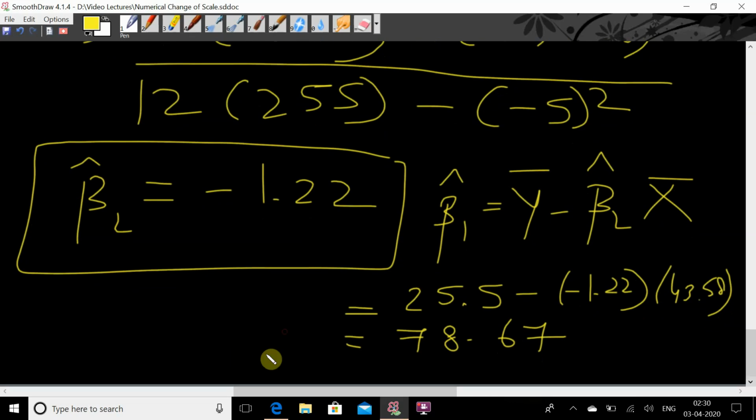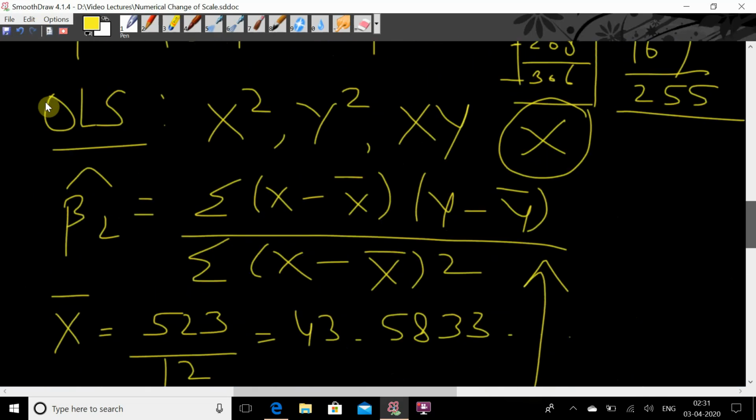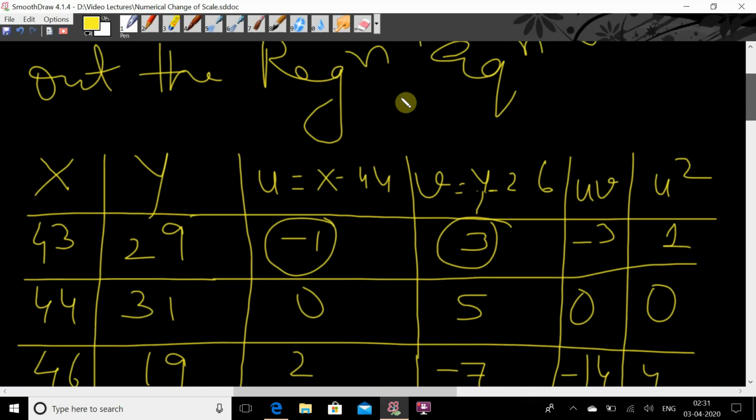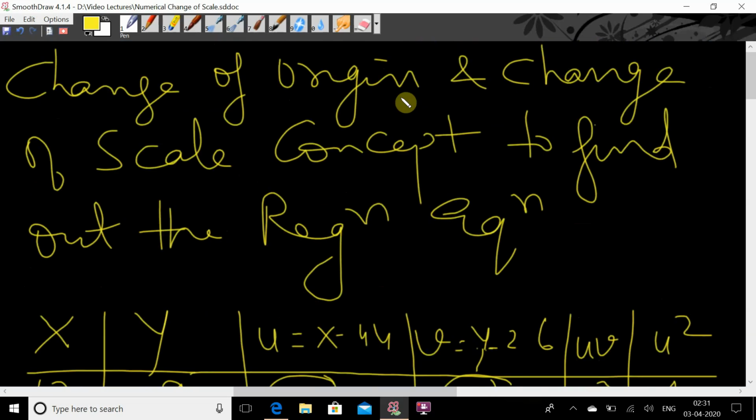So my final regression equation is yi hat is equal to 78.67 plus minus 1.22 xi. I hope this is clear. So this states that as the value of x increases by 1 unit, the value of y on an average falls by 1.22 units. As we can see, we have easily done this numerical using the change of origin concept. I hope this is clear.